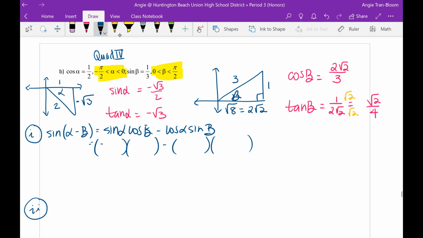Negative rad 3 over 2. Negative, 2 rad 2 over 3. 1 half and 1 third. 1 half and 1 third. Okay, and then your next step, what did you write? Negative 2 times rad 6. Perfect. Over 6. Perfect. Minus 1 over 6. Perfect. And what was your final answer? Negative 2 rad 6 minus 1 over 6.